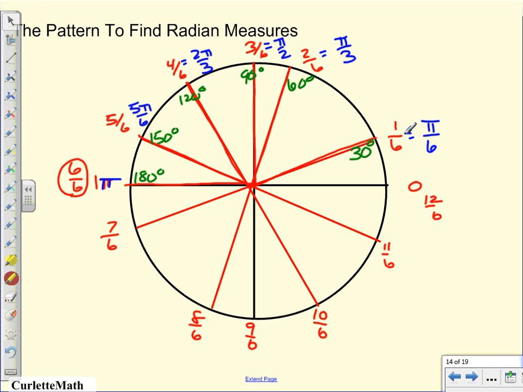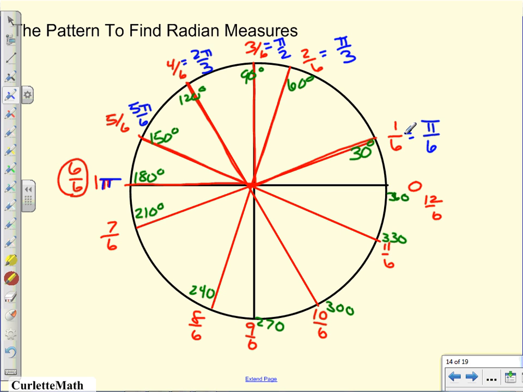Well, let's do the same thing we did before and go ahead and label in our degrees. So 180 plus 30 is 210 degrees. Then we're at 240 degrees, 270 degrees, 300 degrees, 330 degrees, and 360 degrees.